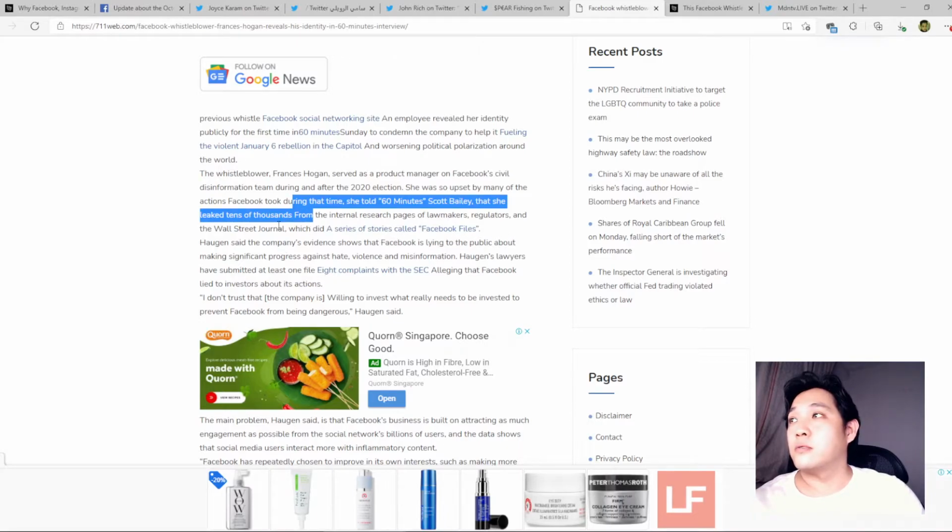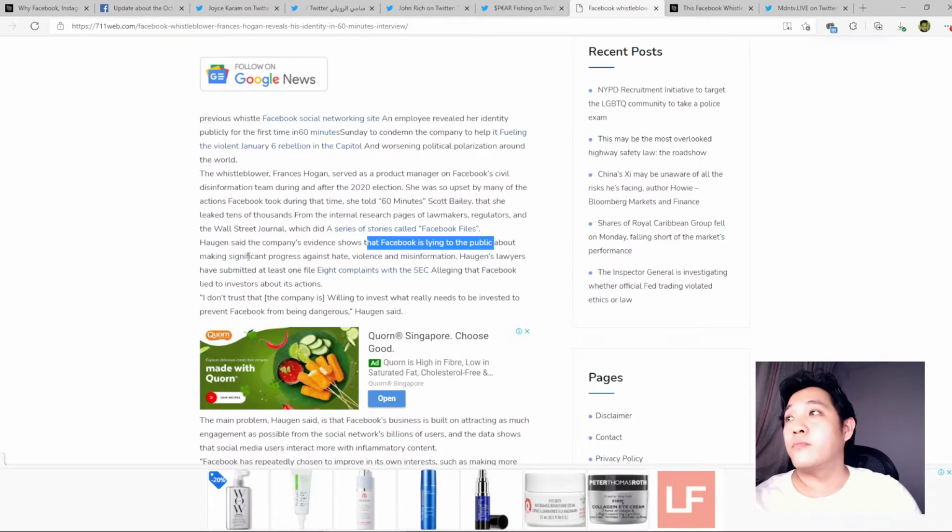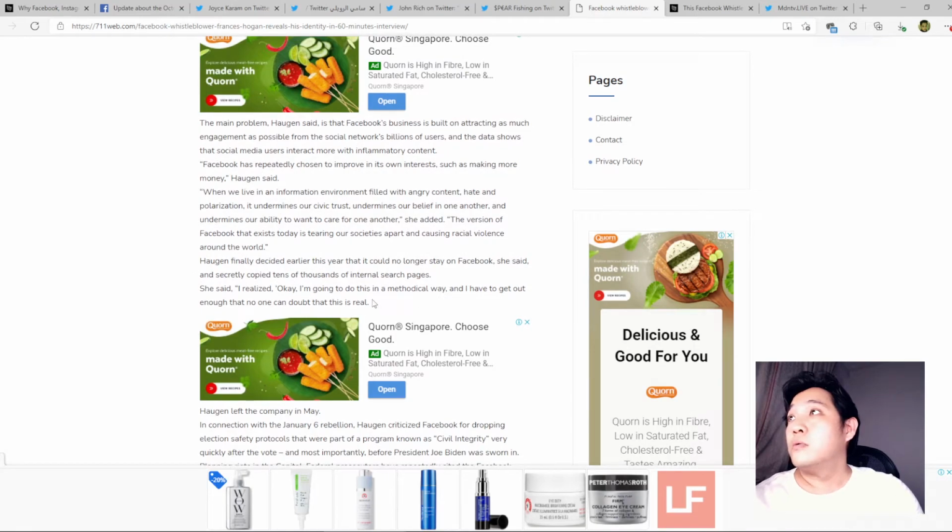And this sentence sounds a bit weird. The company's evidence shows that Facebook is lying to the public about making significant progress against hate, violence, and misinformation. So the lawyer has submitted at least eight complaints with the SEC alleging Facebook lied to investors about its actions. The main problem is that Facebook's business is built on attracting as much engagement as possible from the social network's users, and data shows that users interact more with inflammatory content, of course.